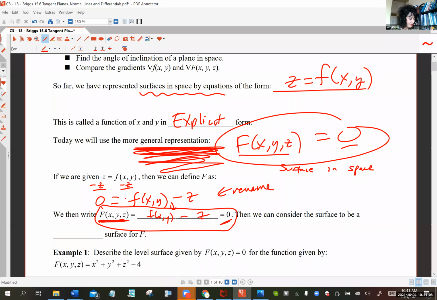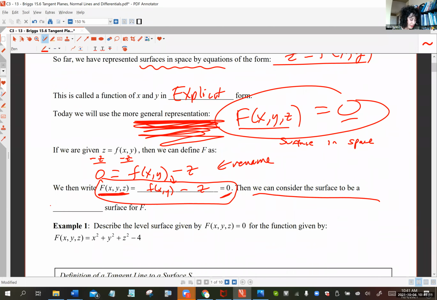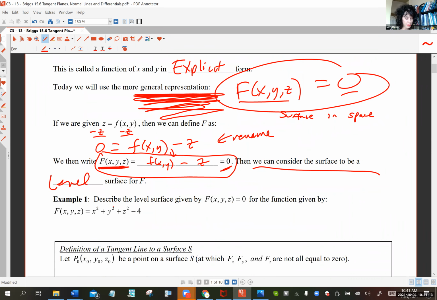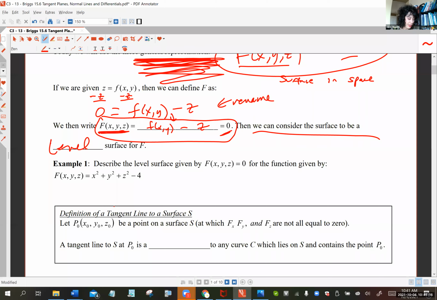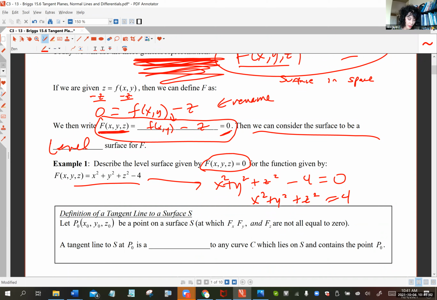So we can consider this surface to be a level surface for big F. Let's say you're given this general representation for a surface in space, F of x, y, z equals 0, for this function. What do those level surfaces look like? Well, just set this function equal to 0 to find that particular level surface. And I'm going to rearrange this a little bit by adding 4 to both sides of the equation.